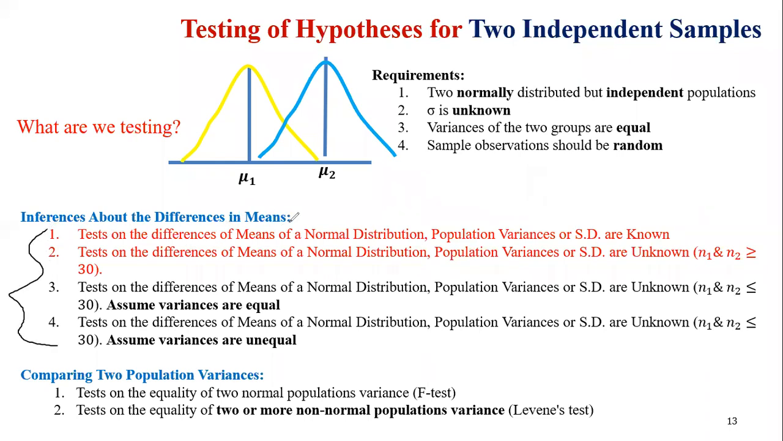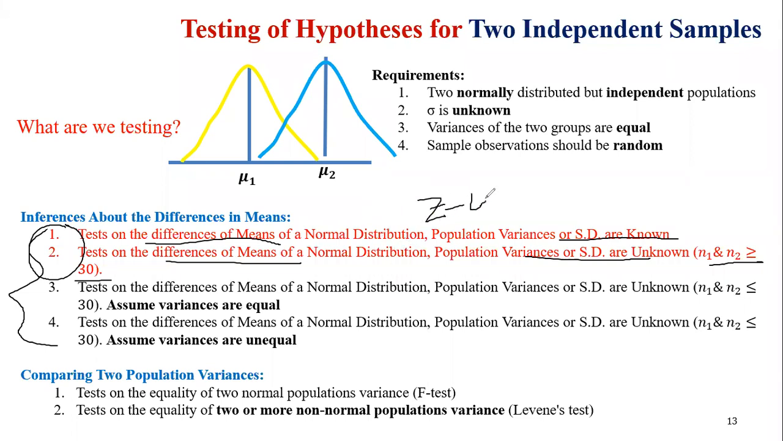If you want to compare the difference of the means, the first one is when the population standard deviations of both the variables are given, and the second one is when we want to test the difference of means when both the population standard deviations are unknown and the sample size is greater than 30, or you can say a large sample size. In these two cases we will apply the z test.